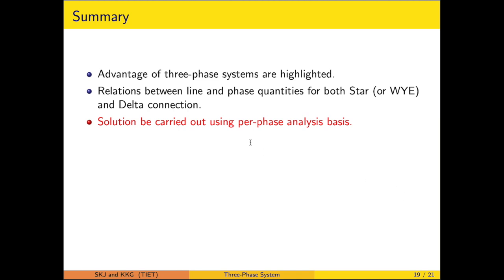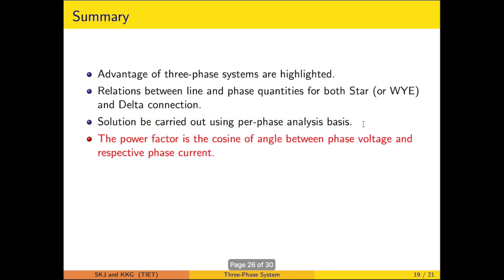It is requested that the solution be carried out using the per phase analysis basis. So this per phase is basically, you can extend it for the three phase simply while having the per phase quantities in mind, whether it is a star connection or the delta connection. So power factor is the cosine of the angle between phase voltage and phase current. So it is precisely the angle between the phase voltage and the respective phase currents. So don't get confused that it is related with the line voltage and line current likewise.